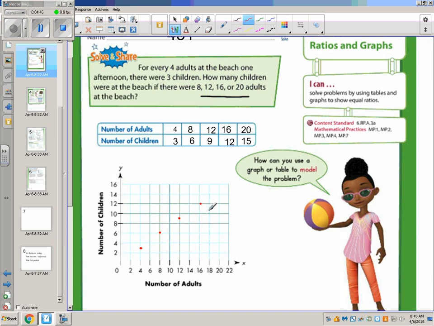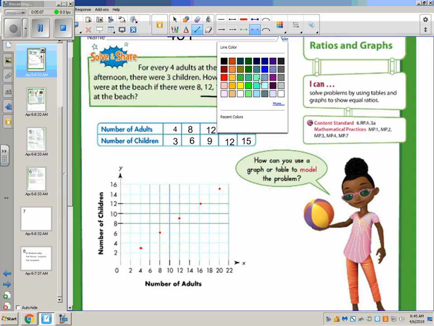So put a dot right there. And when there were 20 adults, there were 15 children. So again, halfway between the 16 and the 14. So if you do this correctly, it should make a nice straight line for you. I think I can make a dotted line here. Let's do a blue dotted line.